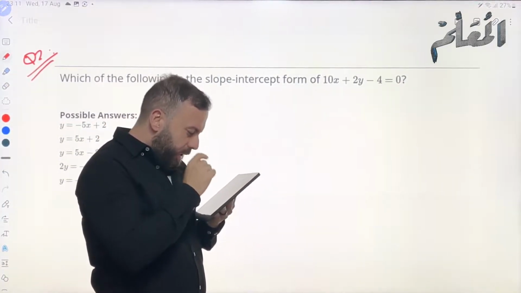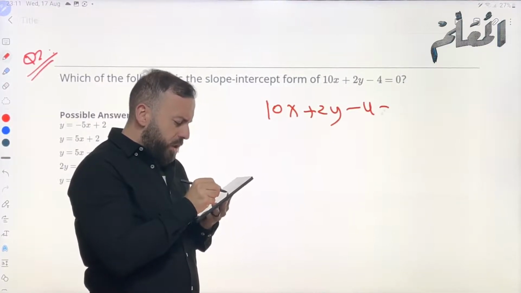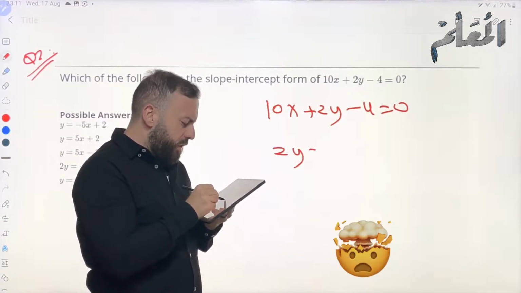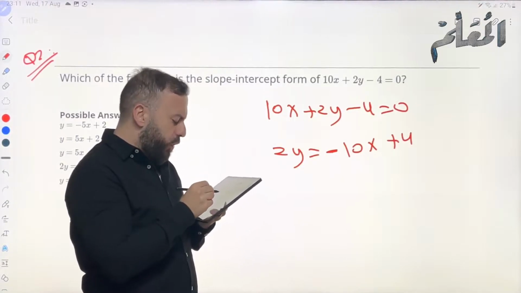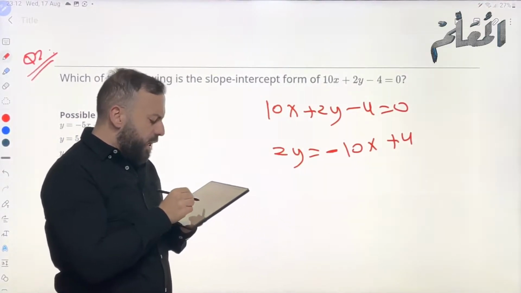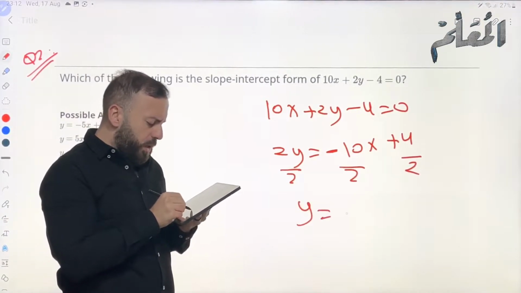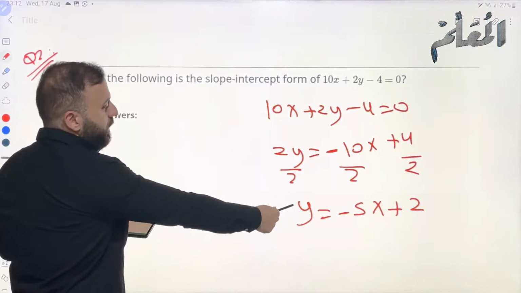As you can see here, the equation is 10x plus 2y minus 4 is equal to 0. We shift the 4 and the 10x. So in this case, 2y is equal to -10x plus 4. Of course, when we shift, we change the sign. Divide by 2, divide by 2, divide by 2. So y is equal to -5x plus what? 2. So the answer is -5x plus 2.